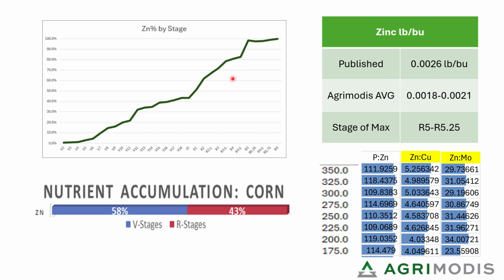So it's a good one to put in with a fungicide if you're going out late season, and it's a good one to feed with nitrogen. Zinc and boron, by the way, have about the same feeding patterns.